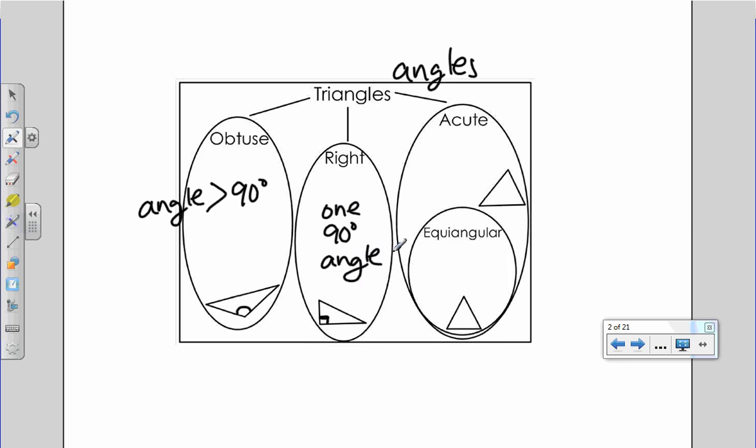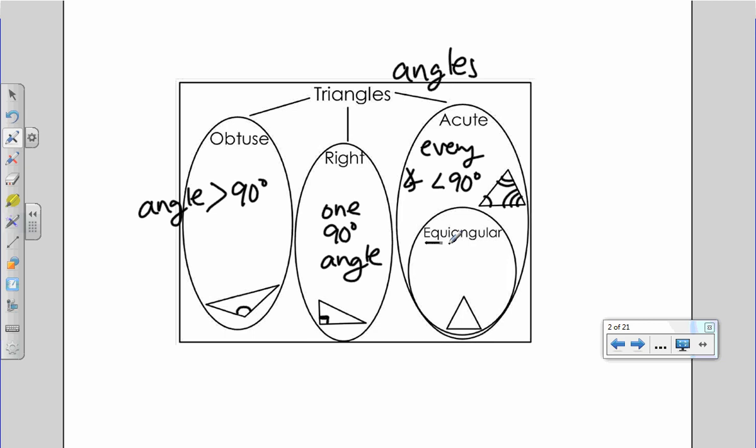In acute triangles, every angle, that's the angle symbol, is less than 90 degrees. So we have three different angles, they are less than 90. I'm marking them with different marks to show that they are not the same. They could be the same.